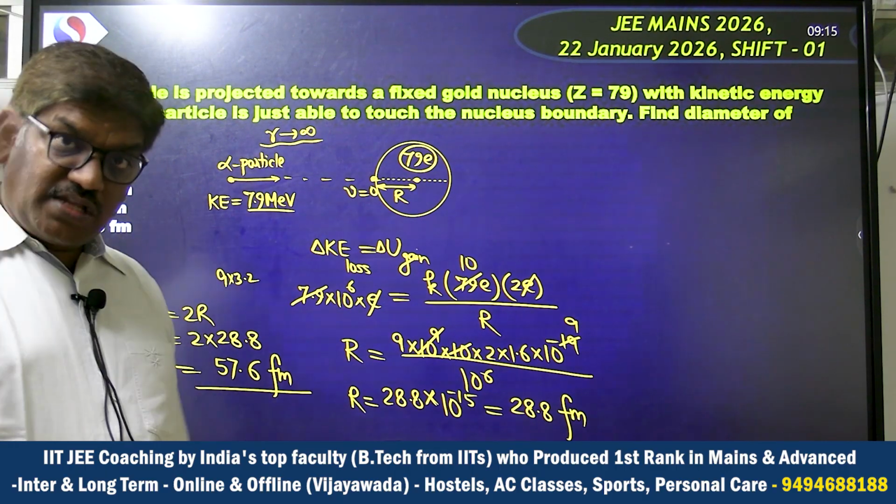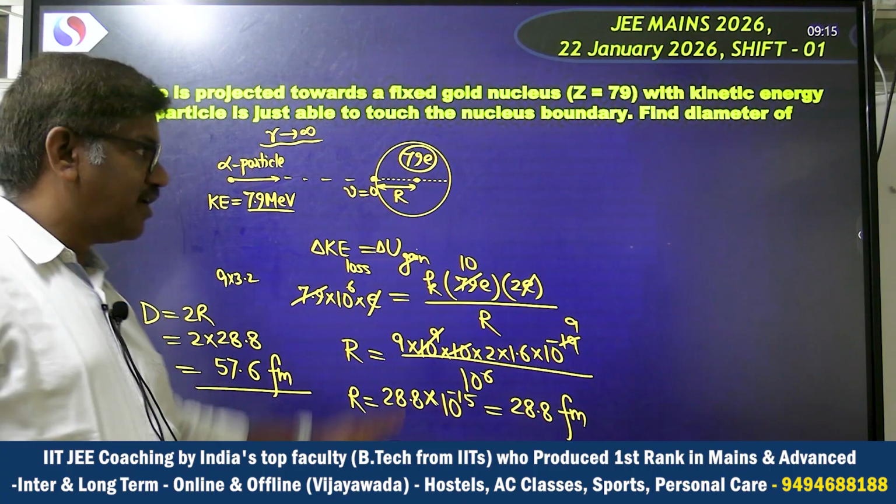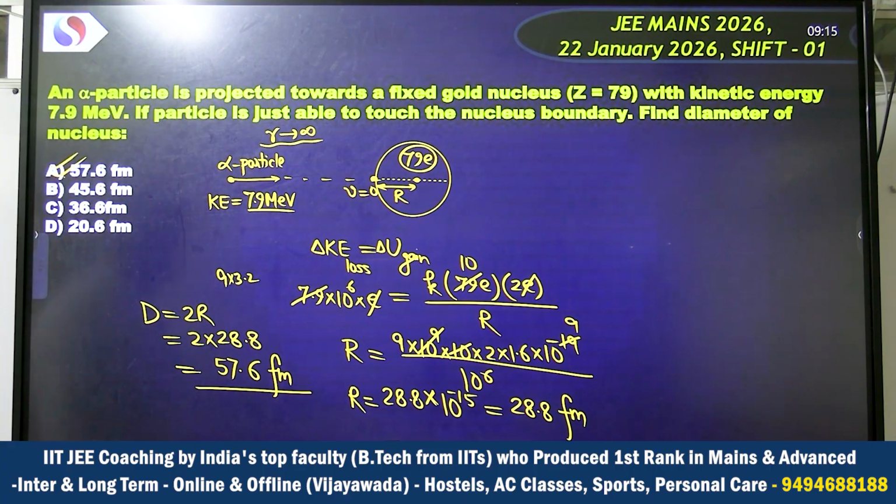So if you have seen the shift 1 paper before going to this, you can directly remember this value and double it. And double it, directly it is giving you. So repeated question, I must say.